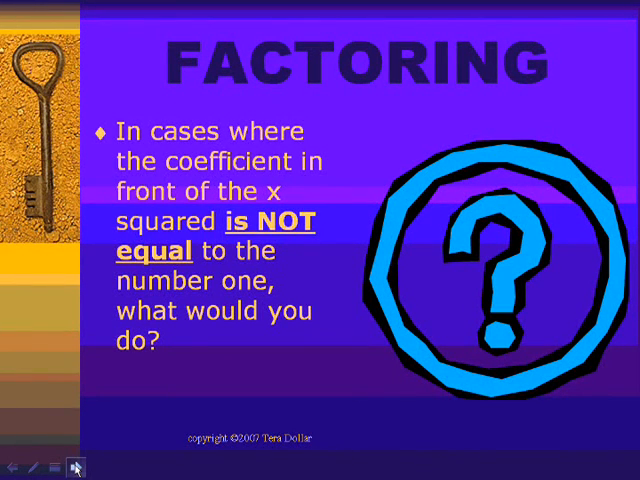Today we're still discussing the unit on factoring, but we are going to talk about particular cases. In specific, we're going to talk about a case where the coefficient in front of the x squared is not equal to the number 1. So your first term would have something like 17 in front of it, or negative 30, 35, 40, whatever the number is. It's just not an understood one. So what would you do?